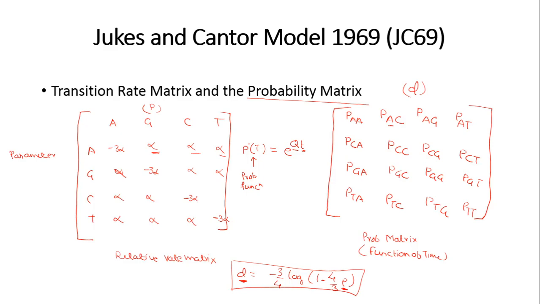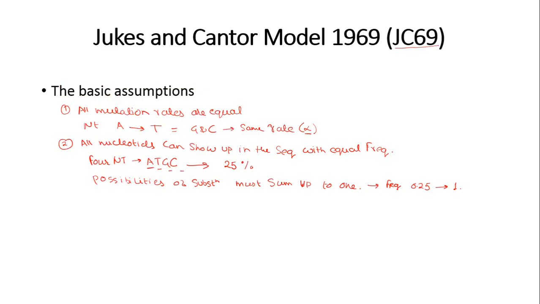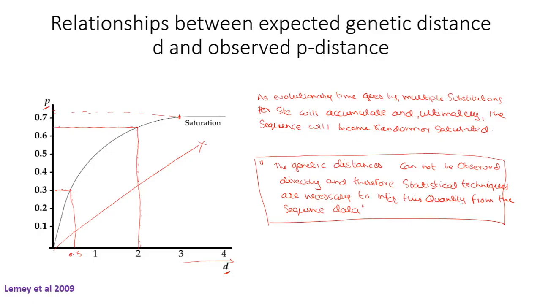Okay, so this was all about this Jukes and Cantor model. Now is a good time that we go back to the graph where I have shown you the relationship between the d and p values. This particular graph is obtained using the Jukes-Cantor model, d is equal to minus 3 by 4 log of 1 minus 4 by 3 p.